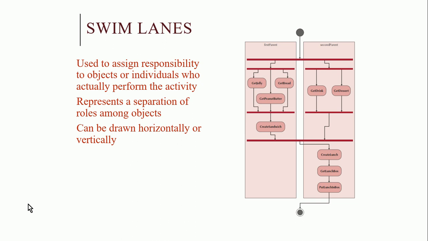So we have different people that are doing things, right? We have different parents doing something, right? We're getting ready for school in the morning. One parent is making a peanut butter and jelly sandwich, and the other one is getting their dessert and their drink, right? We're splitting responsibility, and these things are happening concurrently, but they're going to finish together to complete those activities. So that's an example of a swim lane diagram.